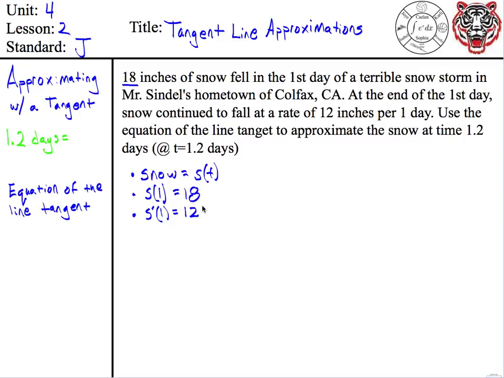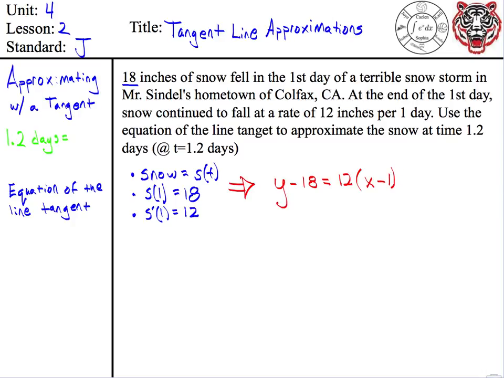Okay, so we're going to use this information that we've analyzed from our problem in order to find the line tangent. So this is just like homework from yesterday now. We have this information. What is our line tangent? We just plug 1 in. y minus 18 is equal to 12 times parentheses x minus 1.